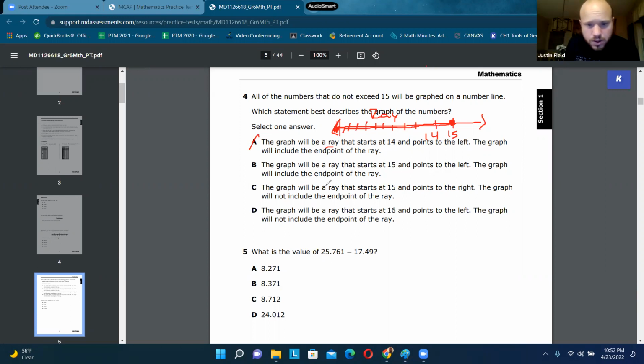The graph will include the endpoint of the ray. Maybe so, maybe so. The graph will be a ray that starts at 15 and points right? No. The graph will be a ray that starts at 16? No. It's B. There you go.